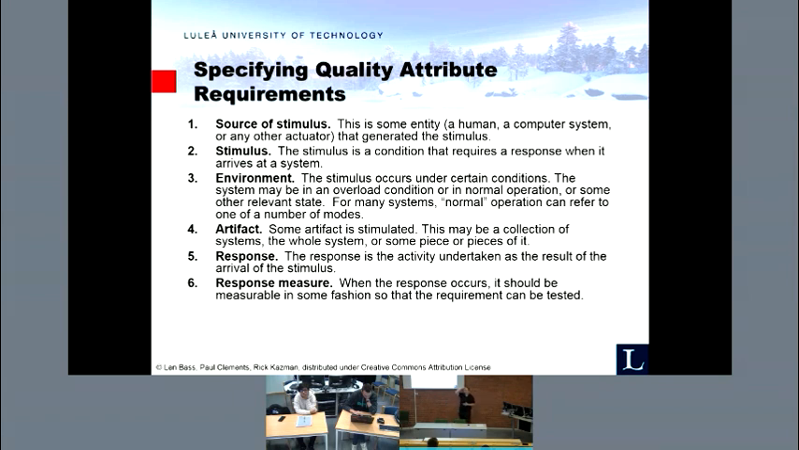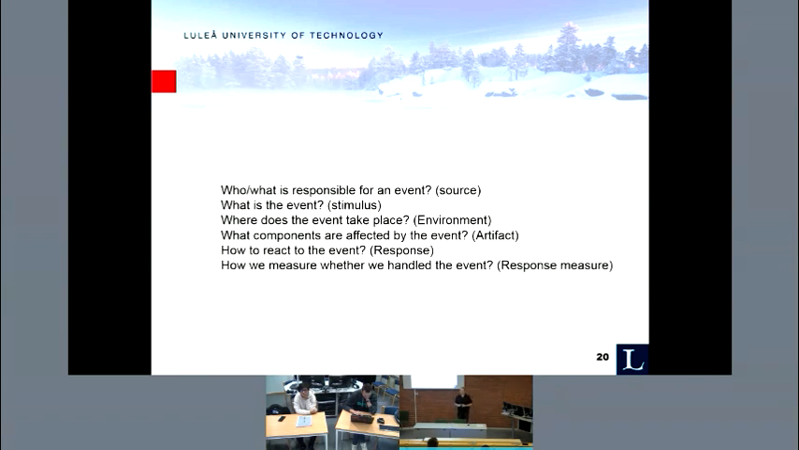So basically, who or what is responsible for the event? It's the source. What is the event? That's the stimulus. Where does the event take place? That's the environment. What components are affected by the event? That's the artifact or artifacts. How do we react to the event? That's the response. That could be logging or measurements or notifications and stuff to take. And how do we actually measure whether we addressed this event or this problem? The response measure. When are we done making something scalable? When are we done making something user-friendly?